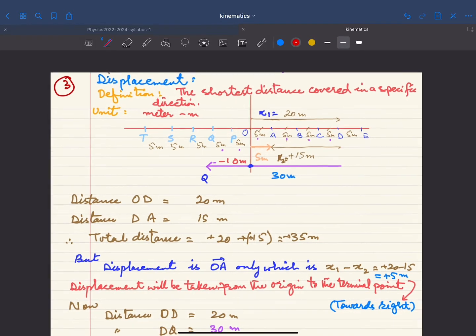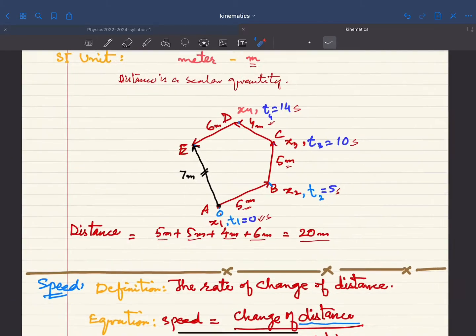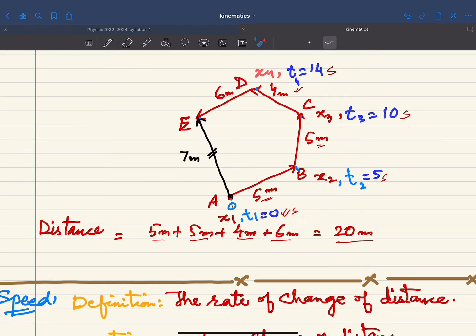Now as far as displacement is concerned, this is very important. The definition is very simple: the shortest distance covered in a specific direction. This is your displacement. Again the unit is the same, meter. Now, taking the previous example, if you go from point A to B, B to C, C to D, and then D to E, and the origin is O or A, the shortest distance is nothing but AE. So this shortest distance AE is your displacement.